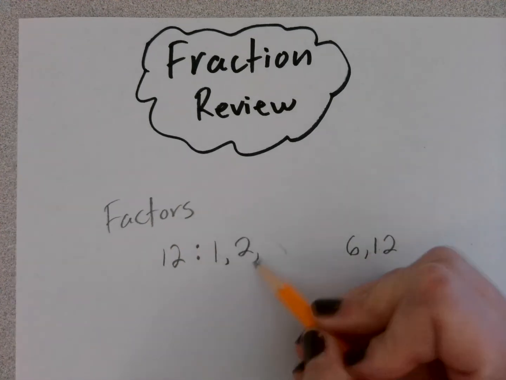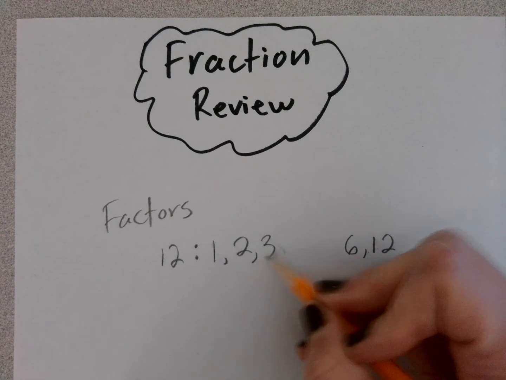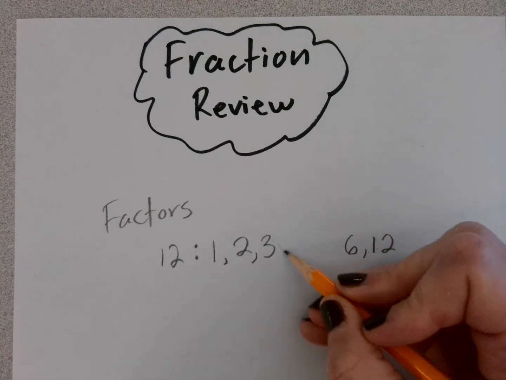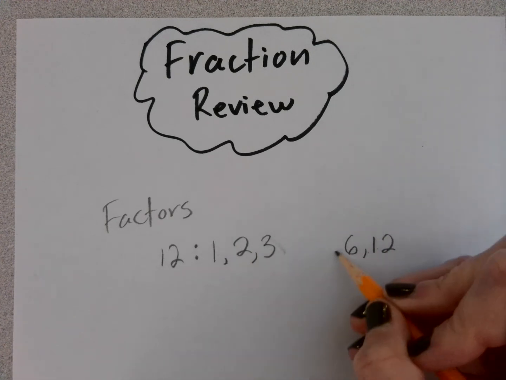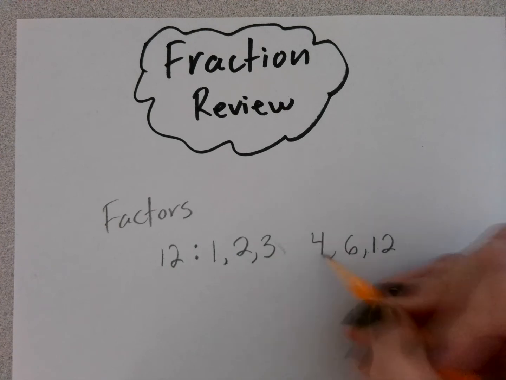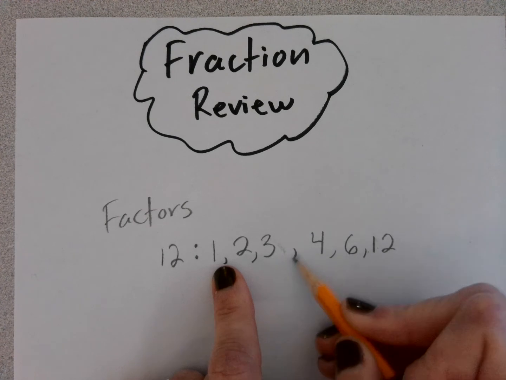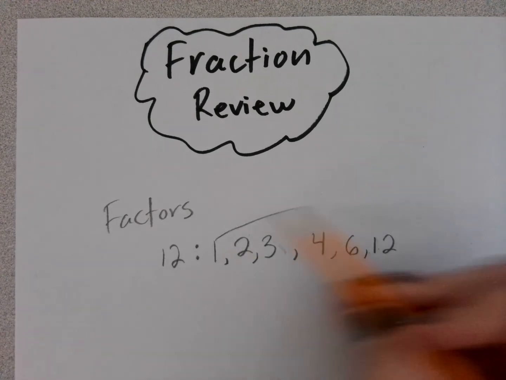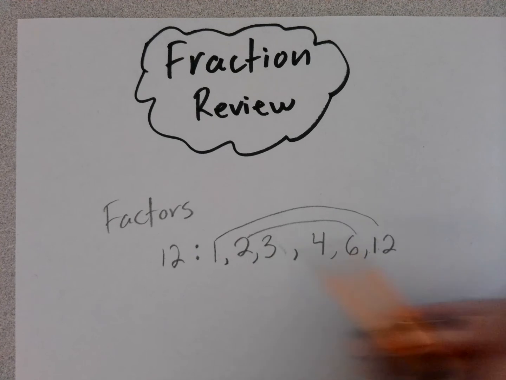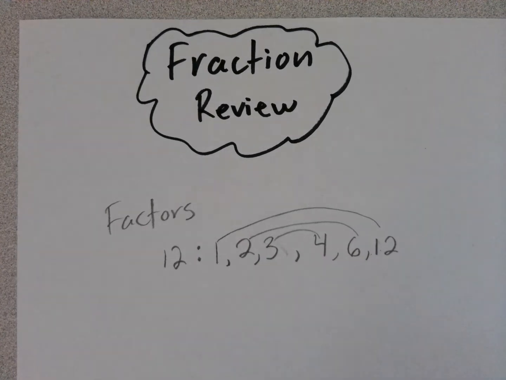Is 3 a factor? Yes, 3, because 3 times 4. And as you can see, I'm starting to close in this gap. Then I know there can't be any other number that equals 12. So these are all my factors: 1 and 12, 2 and 6, 3 and 4 are all factors of 12.